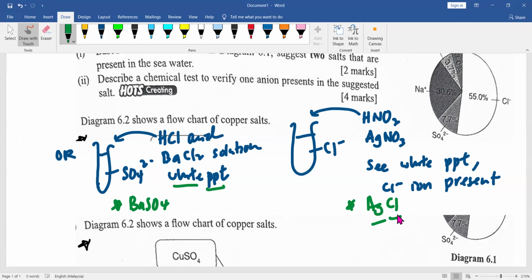Depends on your teacher. I would say okay, but I would prefer you don't write. If you're wrong, you write wrongly.